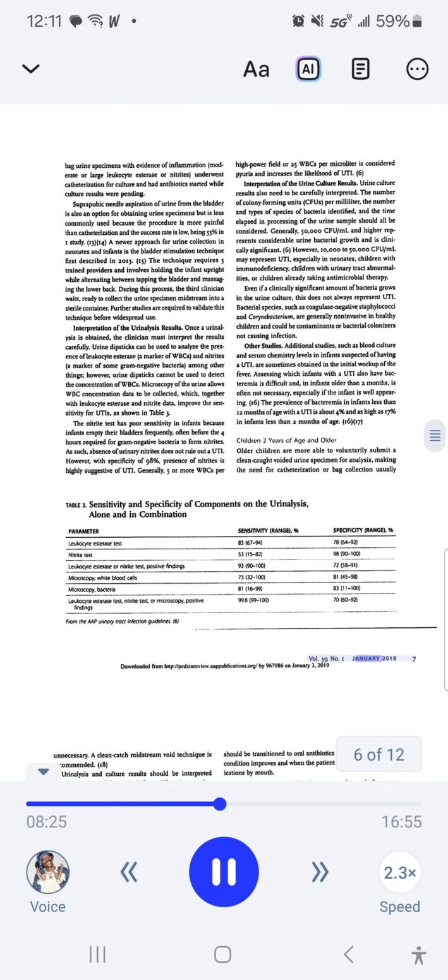Volume 39, no. 1, January 2018. Downloaded from publications by 967986 on January 30, 2019.